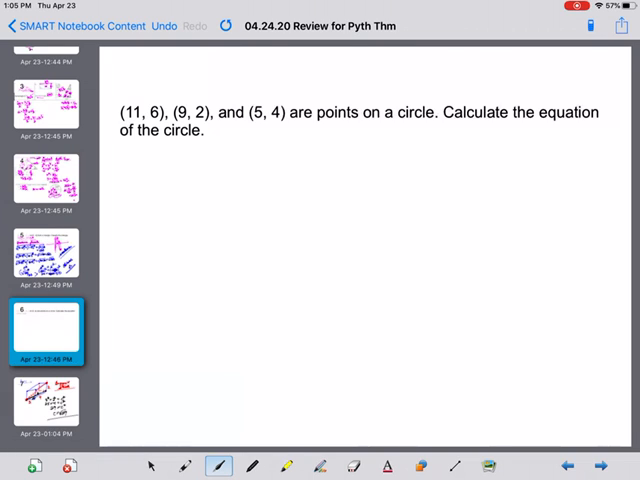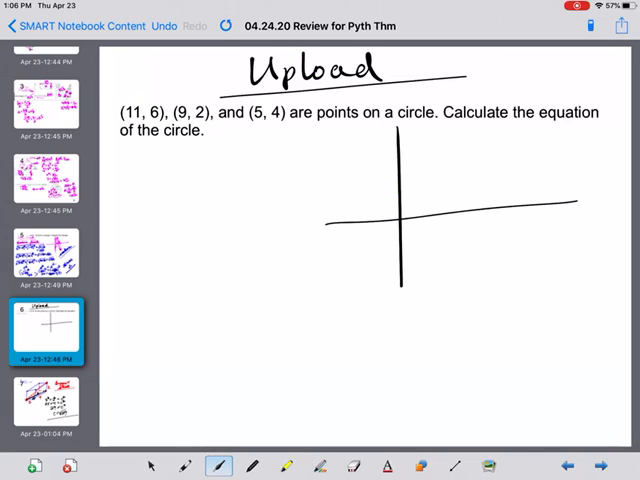Okay, let's finish with this hard one. This is the only one that you need to upload your work. So these points are points on a circle. Calculate the equation of that circle. I'm going to do a quick sketch. So we have (11, 6), (9, 2), and (5, 4). So those points are points on a circle.